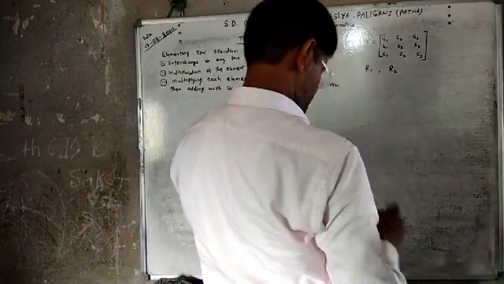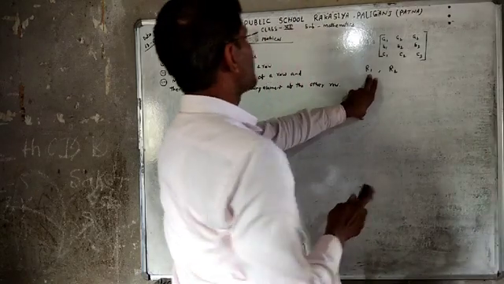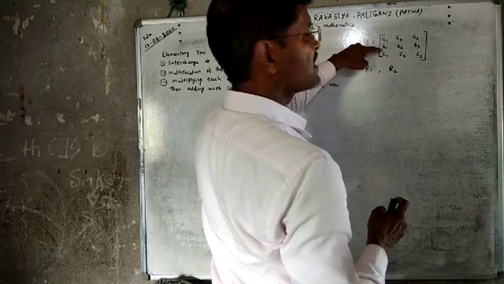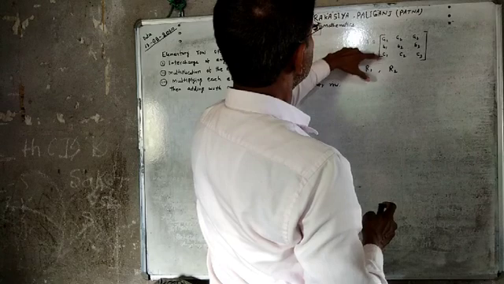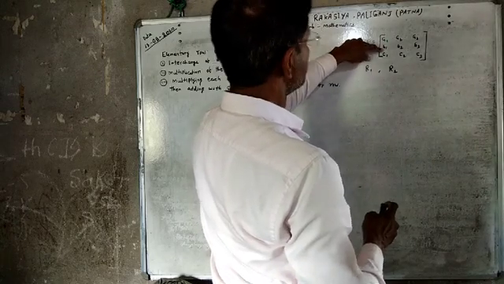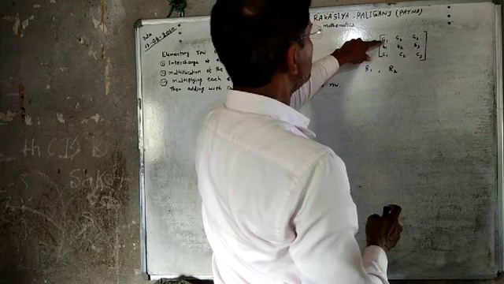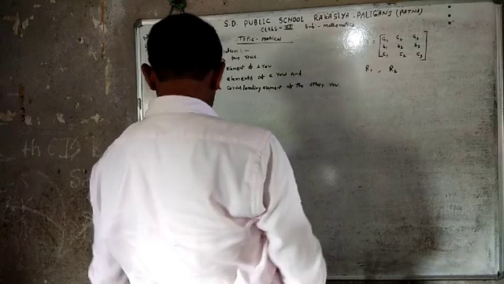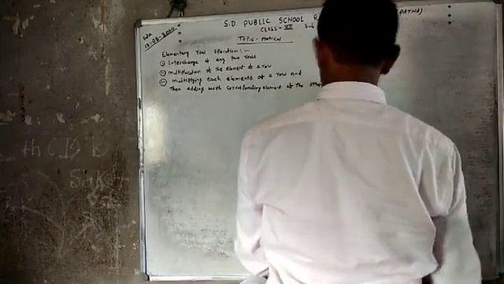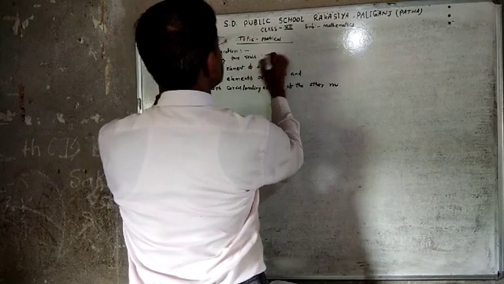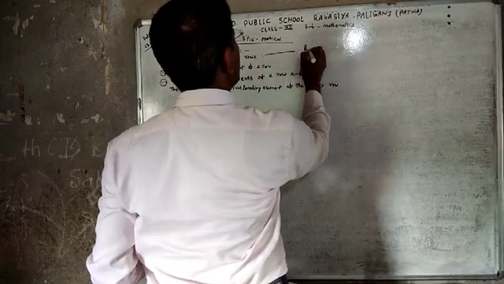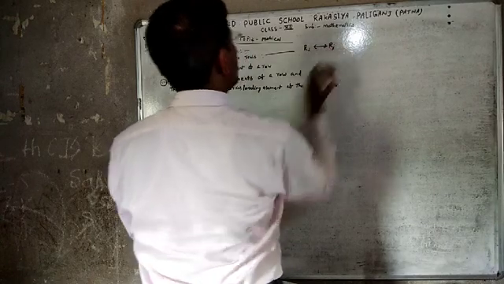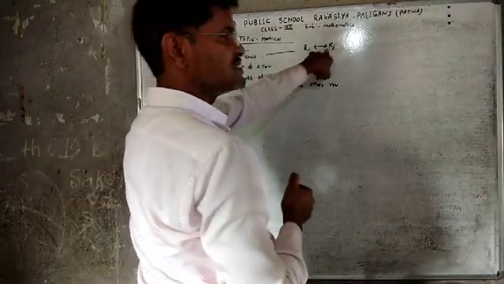By interchanging row 1 and row 2, we put all the elements of the first row at the corresponding places of the second row, and every element of the second row at the corresponding places of the first row. Interchanging rows is represented by Ri interchanged with Rj, which means the ith row is interchanged with the jth row.